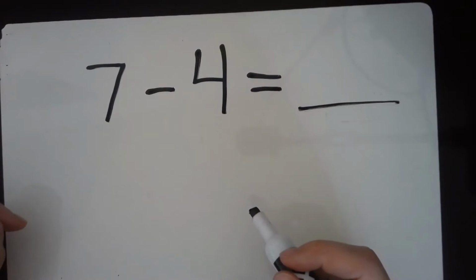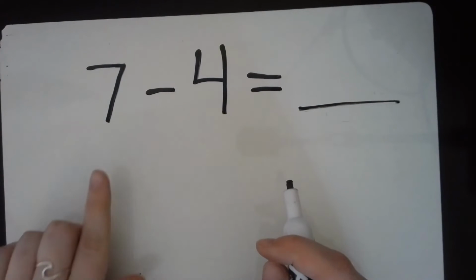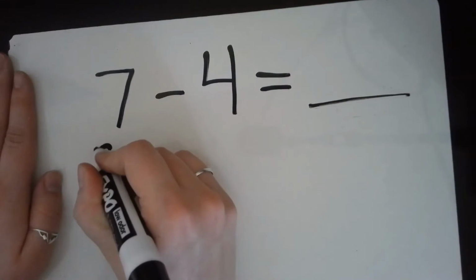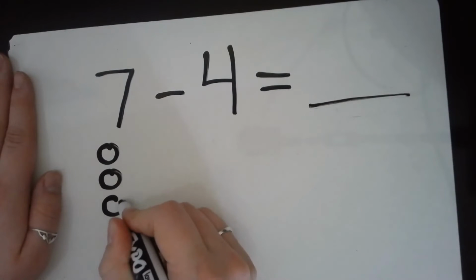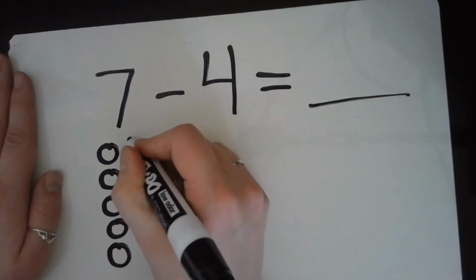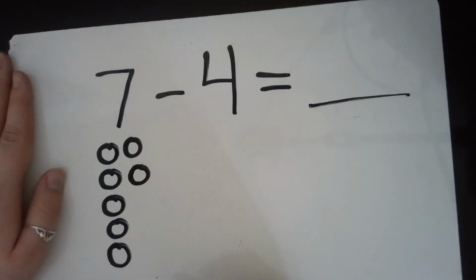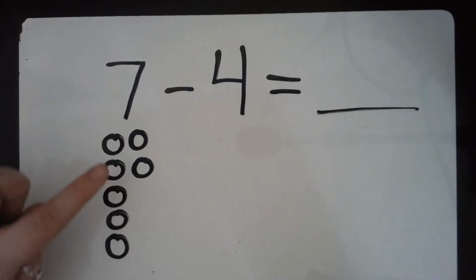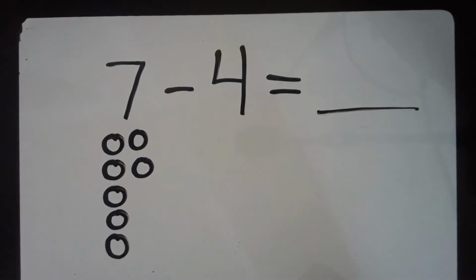And what number is our whole? Our 7 or our 4? 7. That's right, 7 is our whole. So we're going to draw 7 circles. 1, 2, 3, 4, 5, 6, 7. Okay, so you guys should have 7 minus 4 equals, with 7 circles, because 7 is our whole.